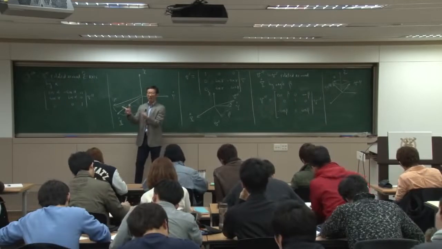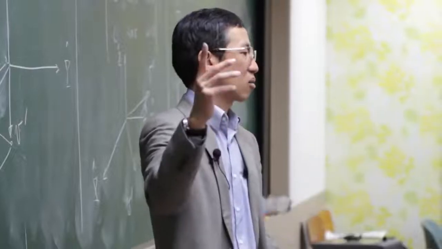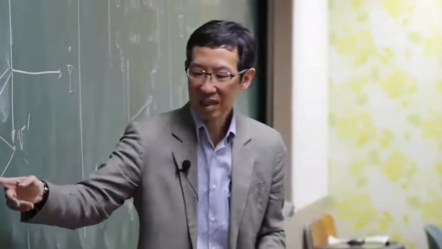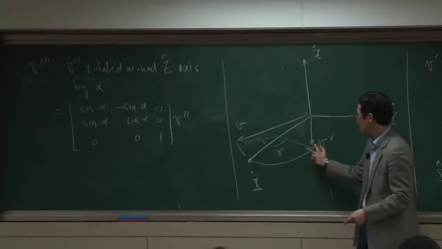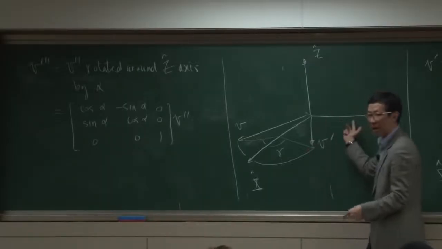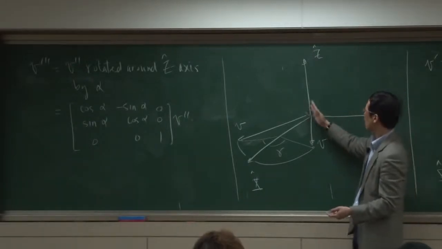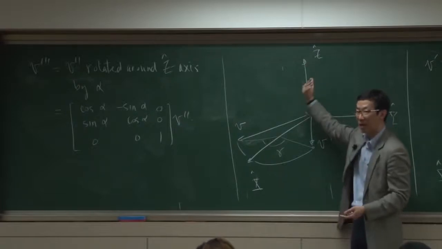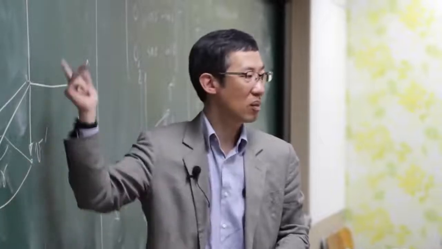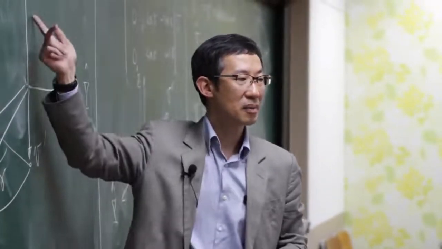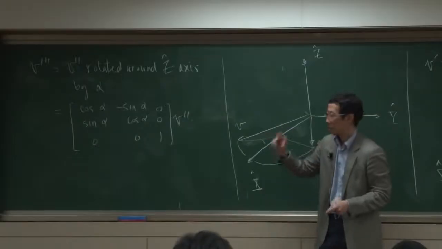So if I now have some vector v, and I do 3 rotations. Rotate around the fixed frame x-axis by gamma. Next, rotate around the fixed frame y-axis by beta. Finally, rotate around the fixed frame z-axis by alpha. All the rotations were done with respect to the fixed frame axes. Then I get my result, v triple prime.